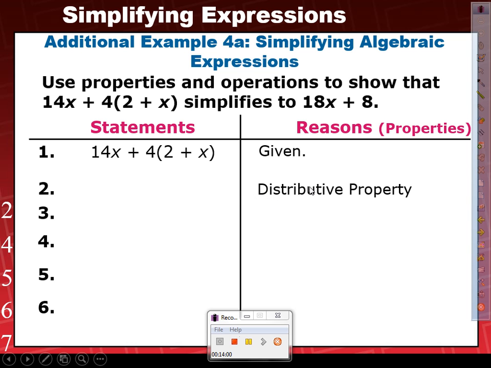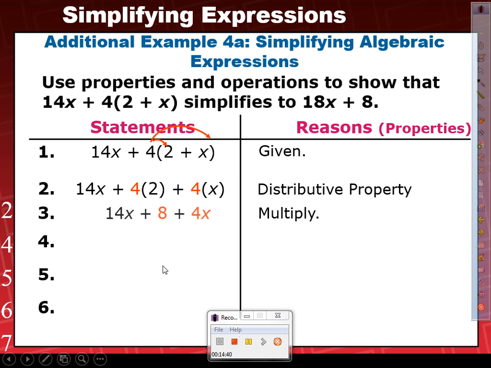So watch. You write for step 2 the reason, distributive property, and we show with arrows here that the 4 is going to multiply times the 2 and the 4 times the x, and we write it out. 14x plus 4 times 2 plus 4 times x. Here we're showing the step. Distributive property. Did everybody see that? And now that we show the step, can we multiply here? Yeah, so we write multiply. So what is 4 times 2? 8, and 4 times x, 4x, so we write that right there.